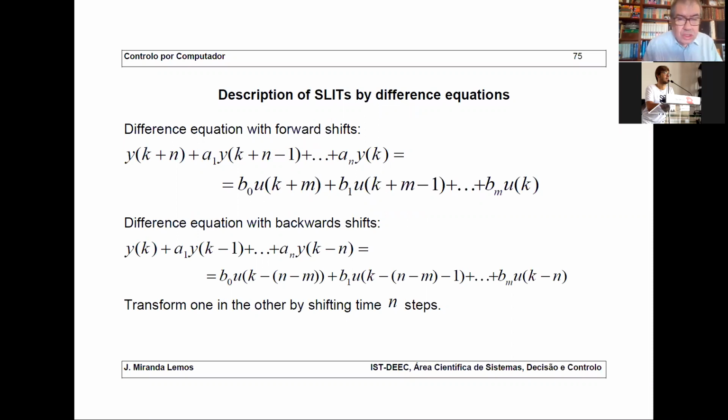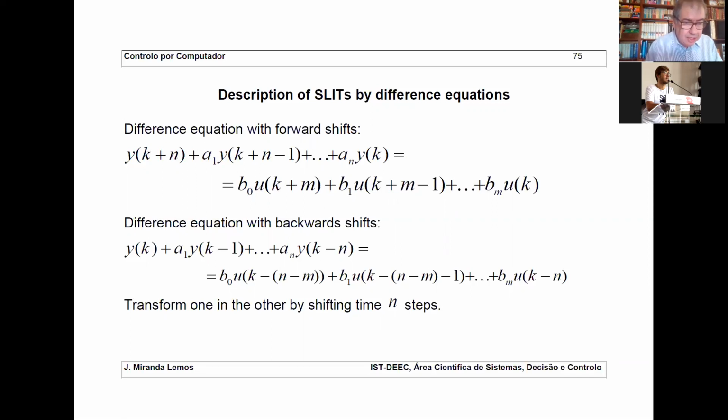Now, here are the two standard ways of writing the difference equations for linear time invariant systems. One is with forward shifts, and the other is with backward shifts. So on the top, these two lines is what I just wrote before, okay? So you do a linear combination between y of k up to y of k minus n, okay? And you are saying that y of k plus n is dependent on the other terms.